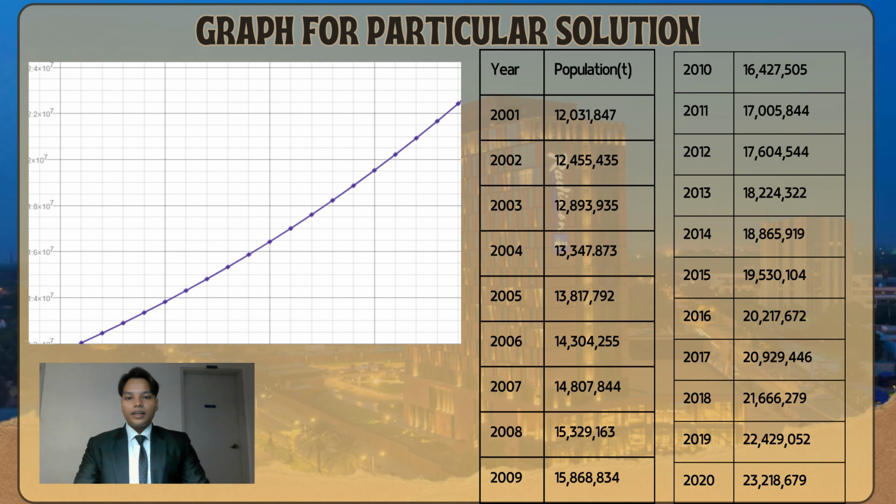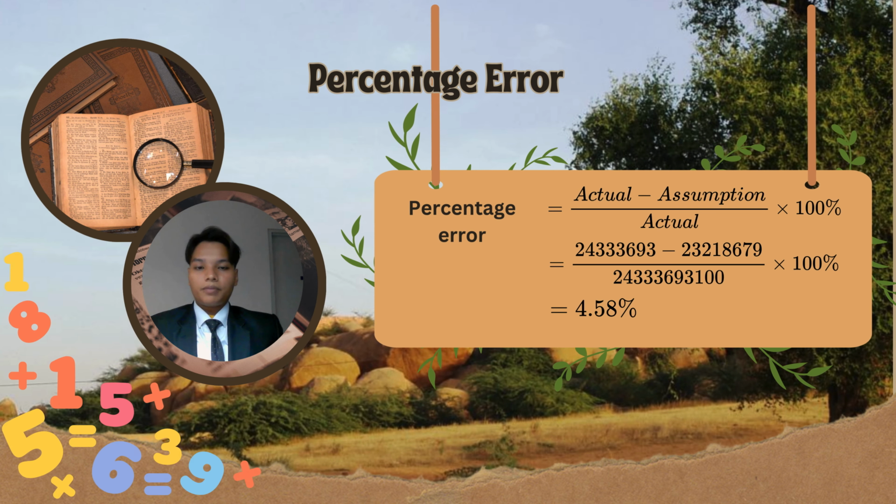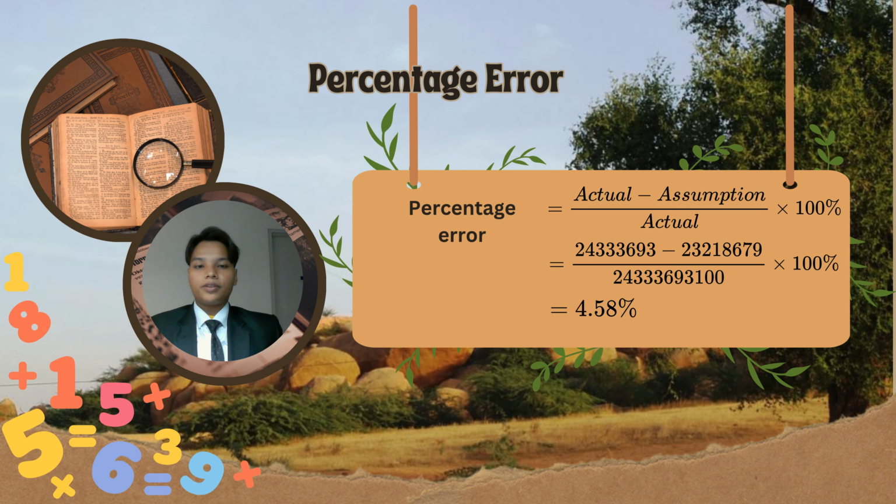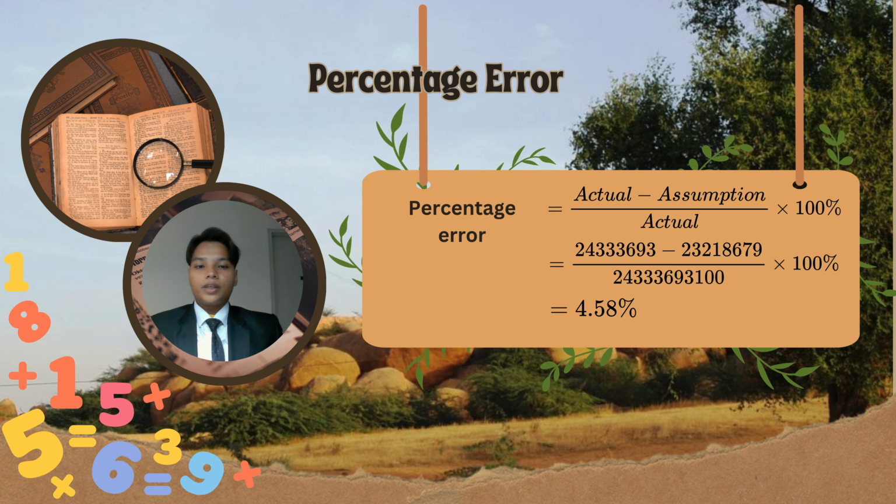From the data set given, the graph for the particular solution was constructed where y equals population and x equals year. From the graph, we can see that it is increasing exponentially. Using the given data set before, we can find the percentage error by using the equation actual minus estimate over actual times 100%, which gives us a 4.58% percentage error.